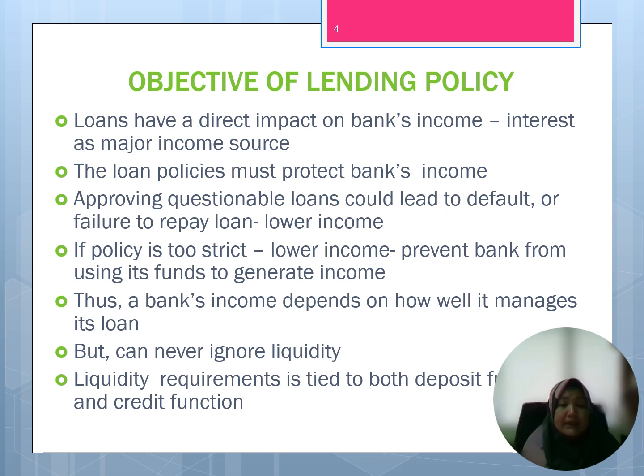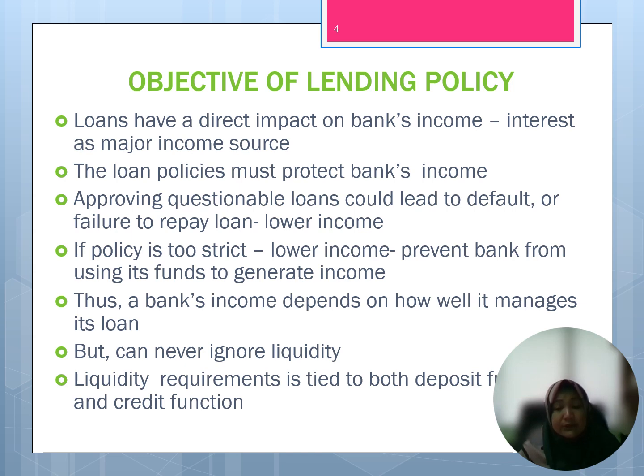However, if bank has a strict lending policy, it will also affect the bank and they lose their income. Because with too strict a lending policy, bank tries to avoid bad borrowers or default borrowers. So they put high interest, it is very difficult to get a loan, and they demand a lot of collateral, requirements.